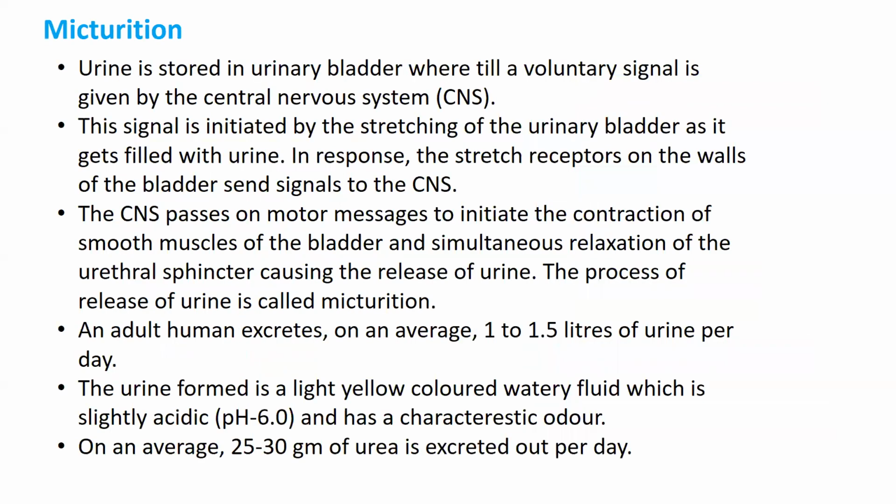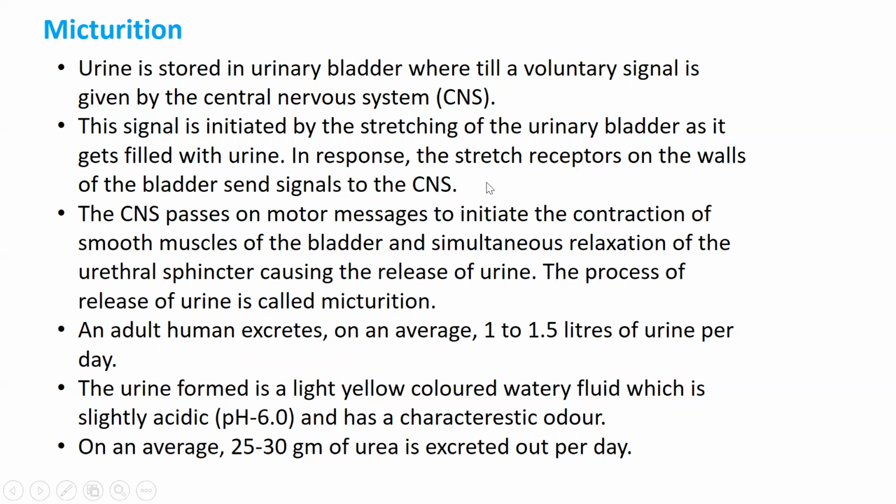Now there is one process we call micturition. What is micturition? That is the release of urine from the urinary bladder. You know very well, urine is stored in the urinary bladder and it will remain there until a voluntary signal is given by the CNS. Now, the signal is initiated by what? The stretching of the wall of the urinary bladder once it gets filled with urine.